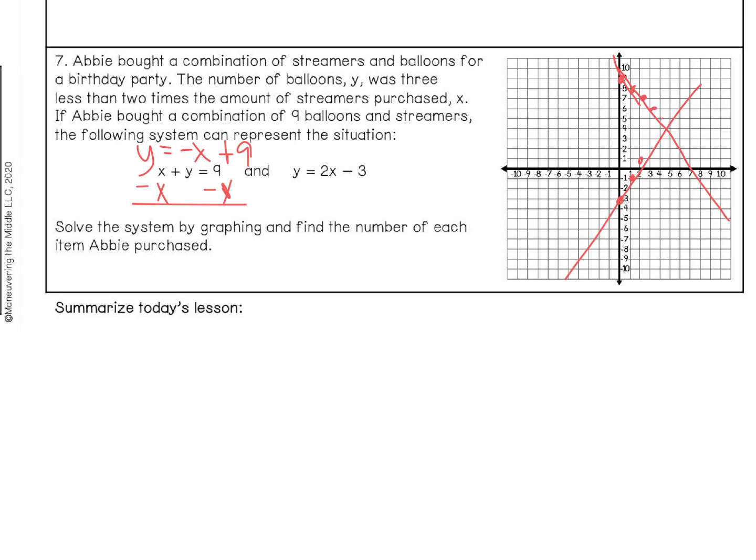If I zoom in here, if I go up to and over 1, it's actually this one. I was off. So what is it? 4, 5. And if you look at the word problem, 4 is our x, and that is going to be streamers. And 5 is going to be y, which is balloons.